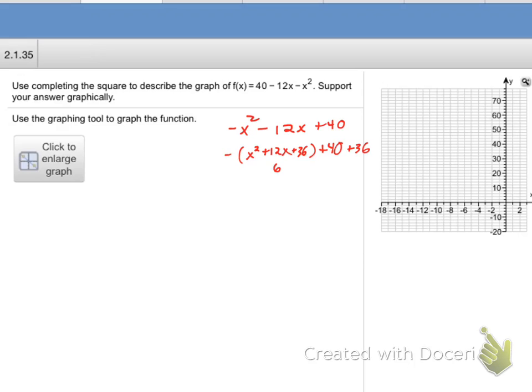Now, it looks funny, like I added 36. You might think it's an error. But don't forget, we have that negative out front, so we're actually subtracting 36, so I had to add back 36 on the outside there that you're seeing here. And then, of course, factored form.